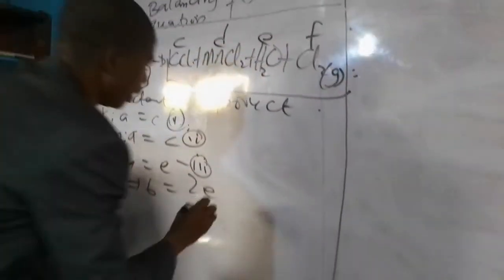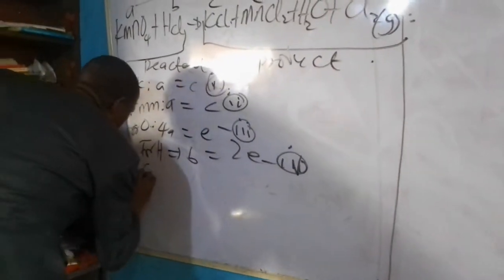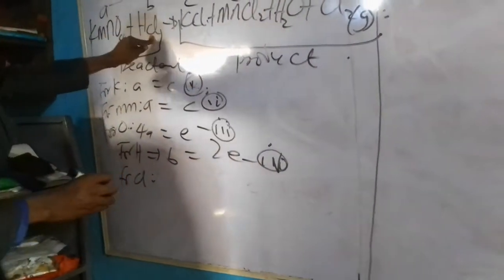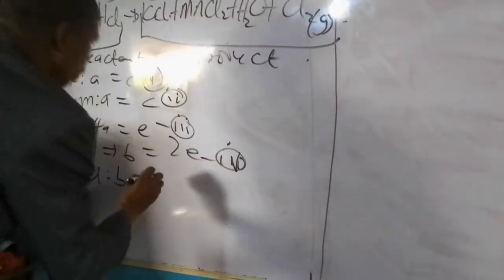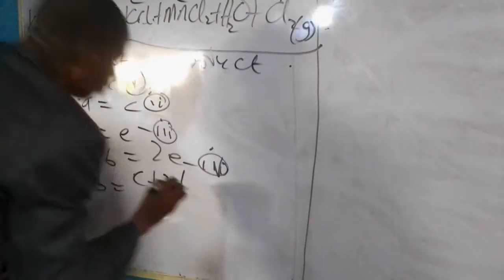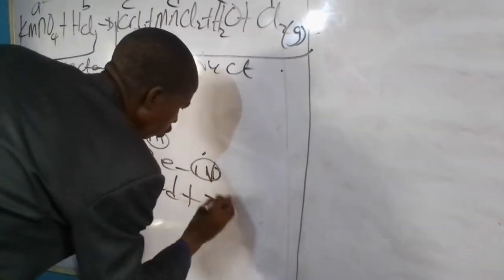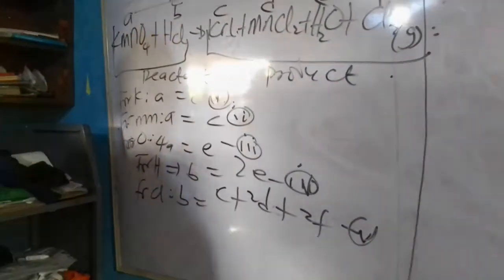Then for hydrogen in this equation, we have B, B equals 2E, call this equation 4. Then the last is chlorine. For chlorine, what do you have in the equation? B equals C plus 2D plus 2F. Call this equation 5. We now solve each.